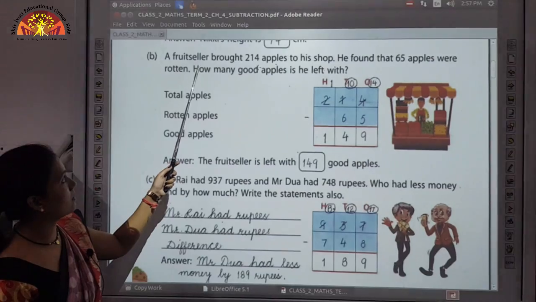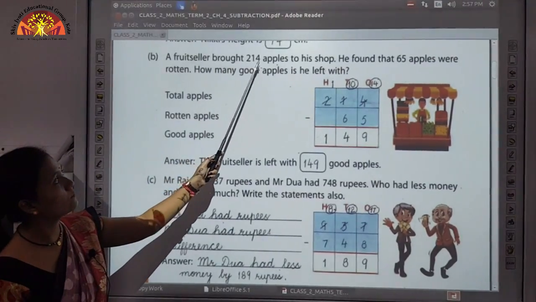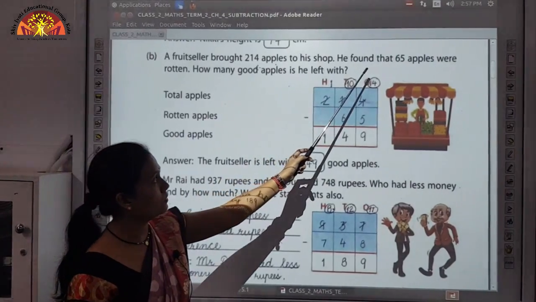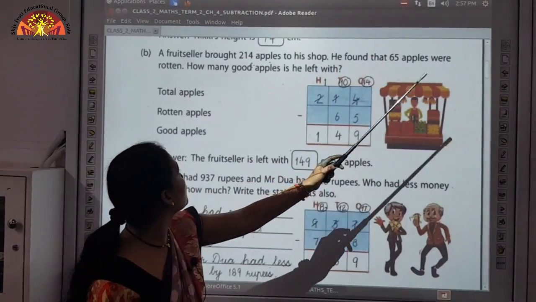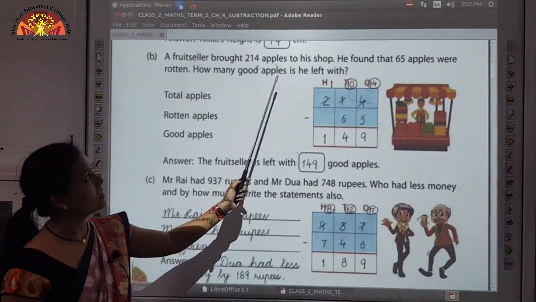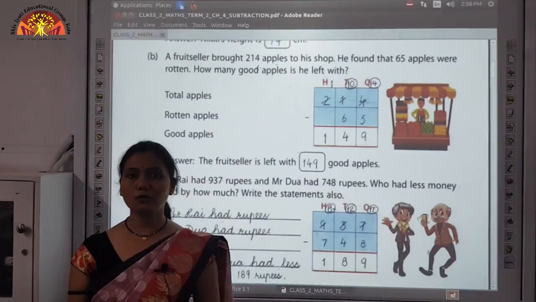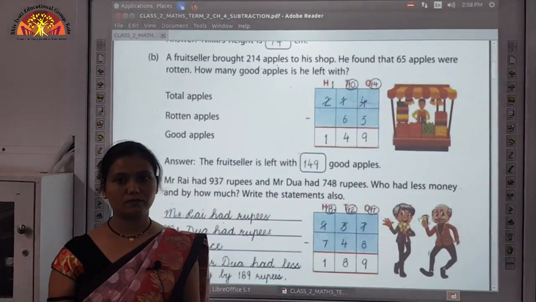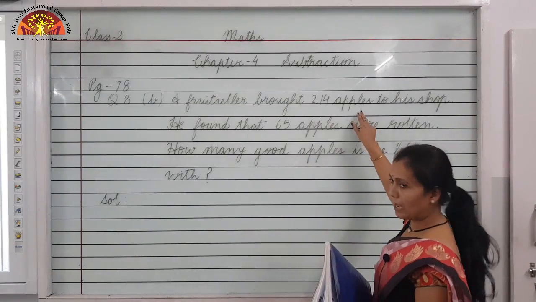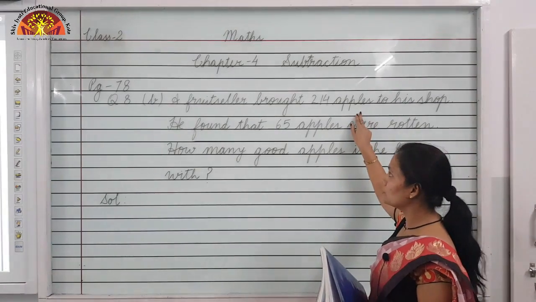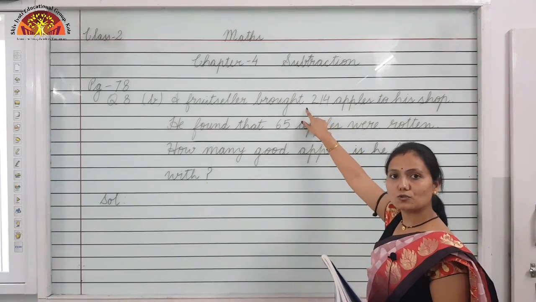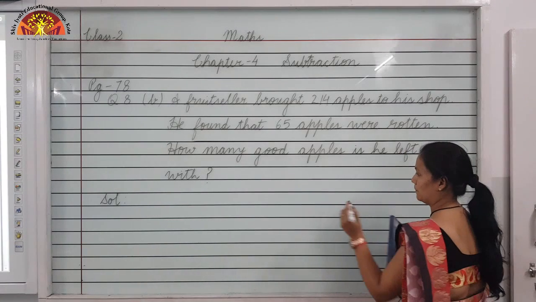A fruit seller brought 214 apples to his shop. He found that 65 apples were rotten. How many good apples is he left with? Do this question on board. In this question, the total number of apples brought by the fruit seller is 214. So we will write 214 here.